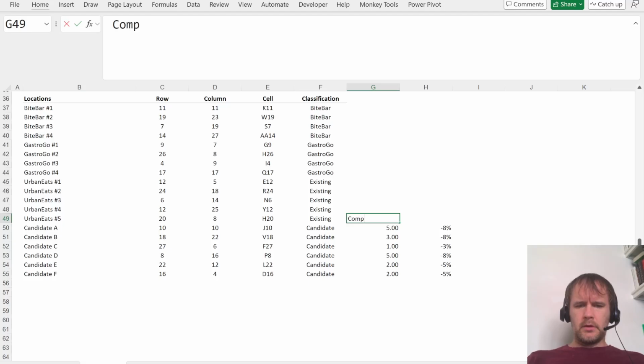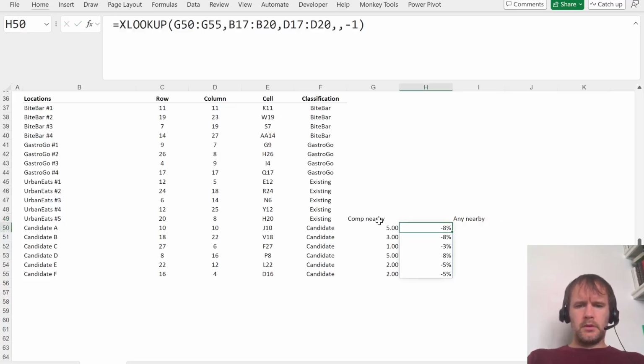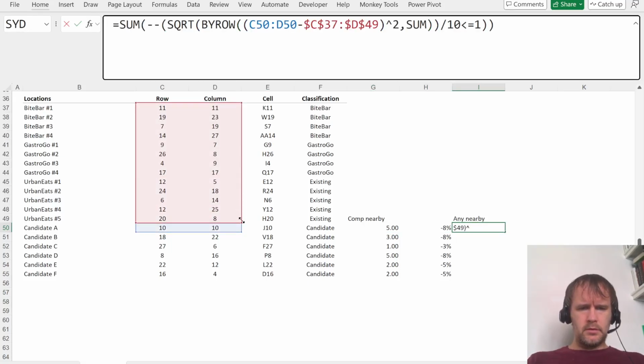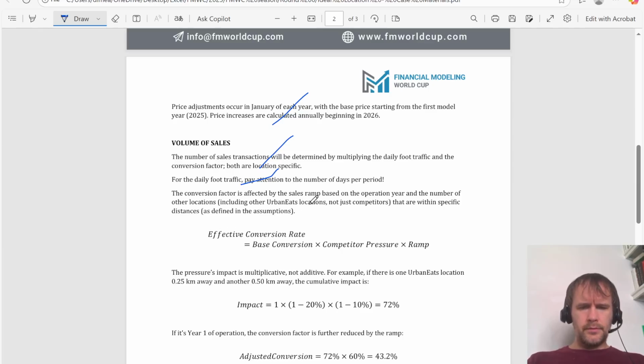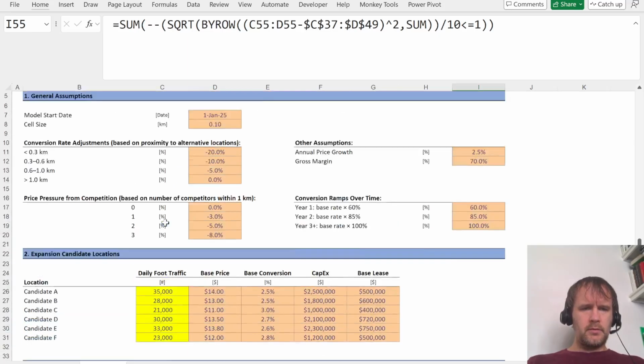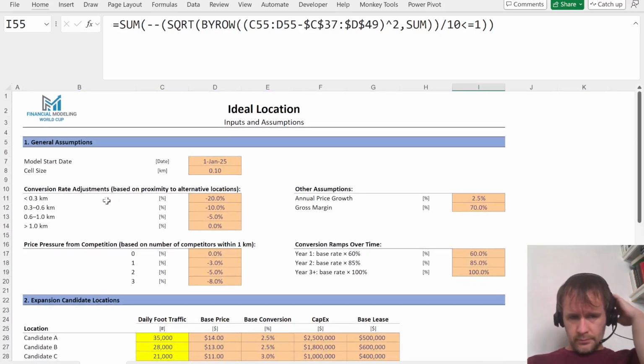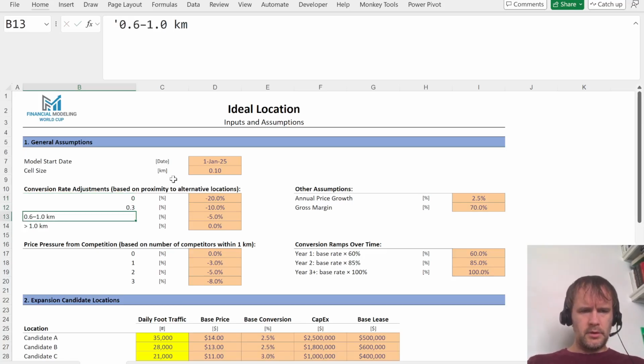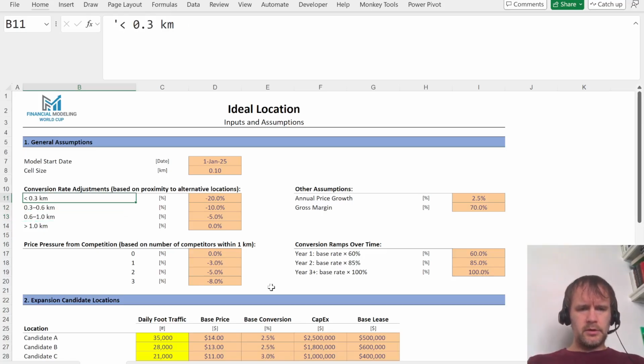So this is comp nearby. This is any nearby. So just take this and extend this down to here. Okay, so base conversion times competitor pressure times ramp. What? If there's one Urban Eats location and another. Oh, got it. Fine. So this is less than 0.0, 0.3, 0.6. Oh, hang on, what? Oh, I hate when there's rounding in both directions. That's really annoying.